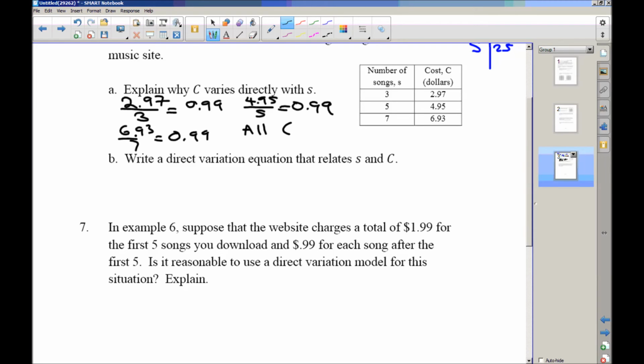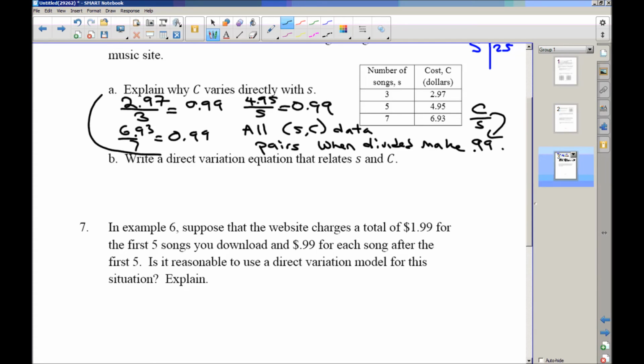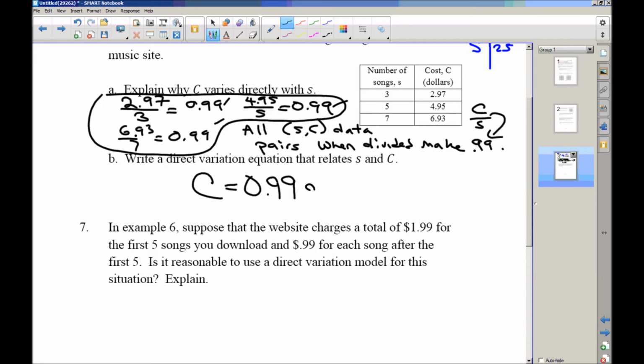So explain why C varies directly with S. All S, C data pairs when divided make 99 cents. In other words, if I take a C and divide it by S, I get 99 cents. And I showed that work here. All right, so write a direct variation equation for S and C. So my cost is going to be equal to my constant of variation. Well, I just did that. Here's my constant of variation. It's always 99 cents times the number of songs.